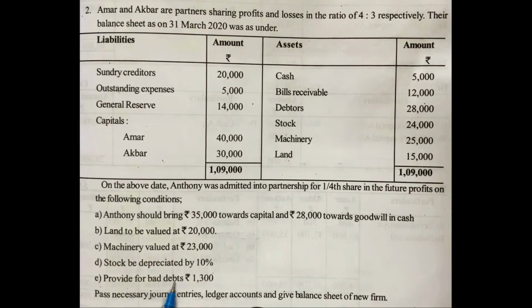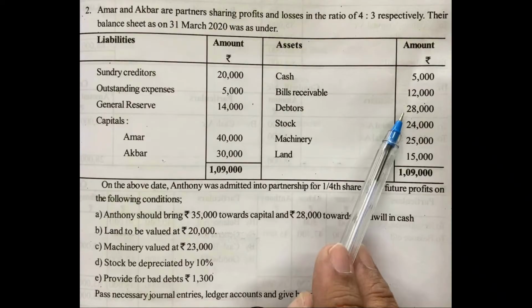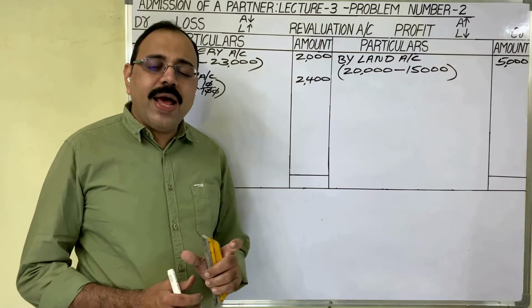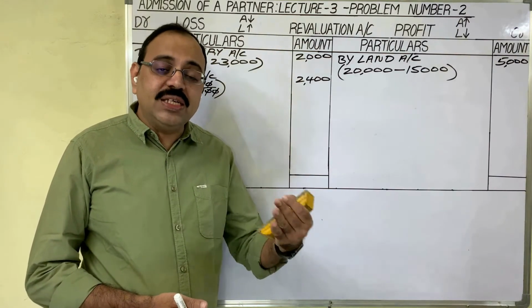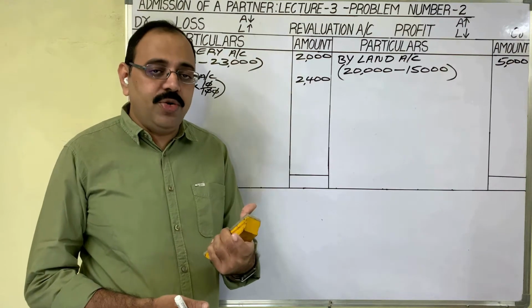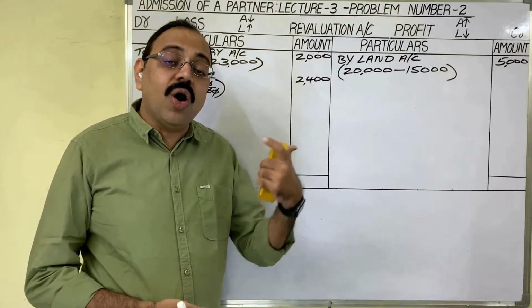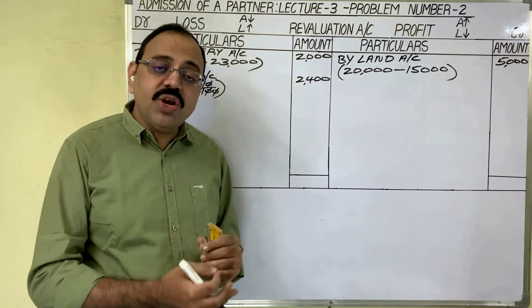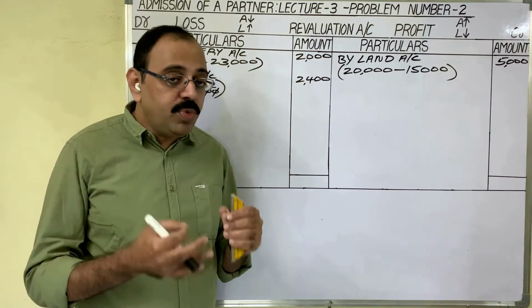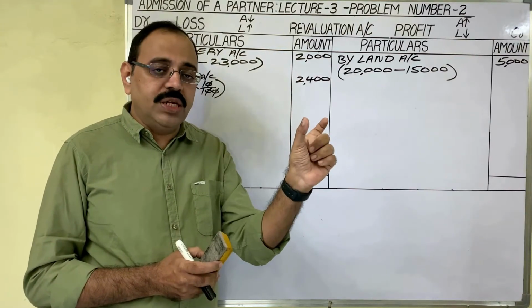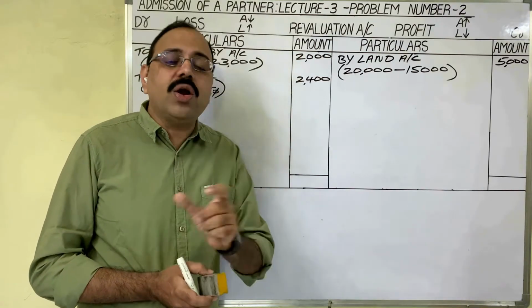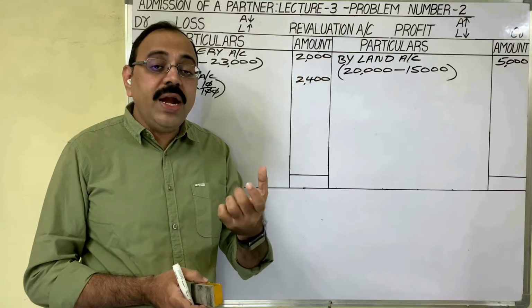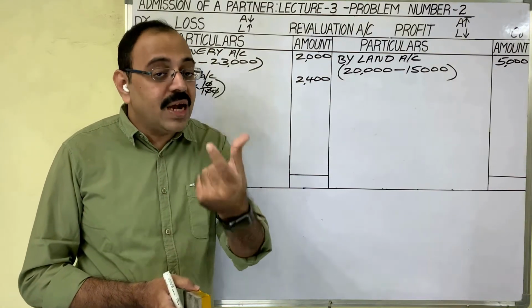E. Provide for bad debts 1,300 rupees. Bad debt provision is related with the debtors, no? Debtors amount is 28,000 rupees. In old balance sheet, debtors value is given as 28,000 rupees. And in additional information he is giving that we have to provide 1,300 rupees towards provision for bad debts on debtors. Means in revaluation of assets and liabilities, old partners came to know that out of 28,000 rupees, for 1,300 rupees there is doubt. 1,300 may come, may not come. So old partners want to provide a provision for bad debts with that 1,300 rupees.